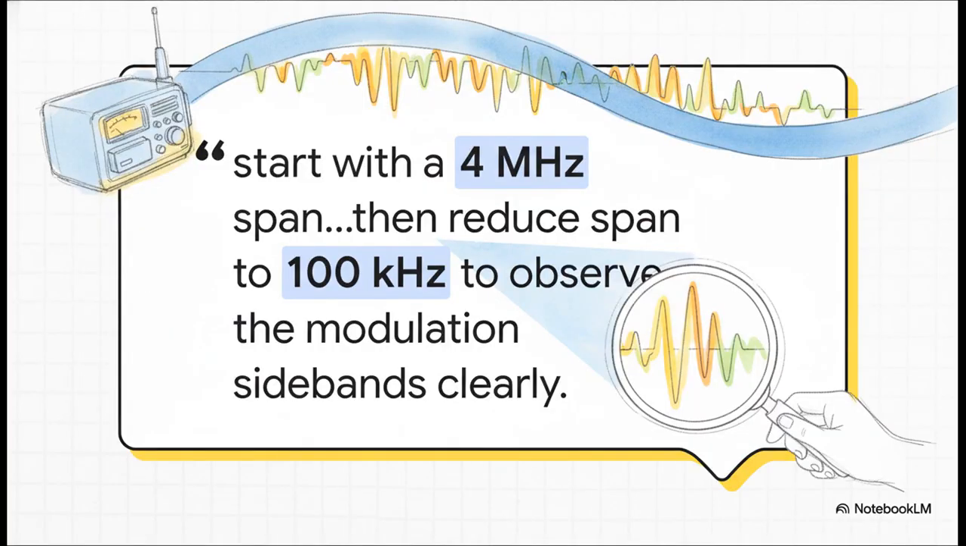And this isn't just theory, right? Here's how it works in the real world. Let's say you're looking for a ham radio signal. You wouldn't start by zooming all the way in. No way. You'd start wide, maybe with a 4 megahertz span, just to find it.